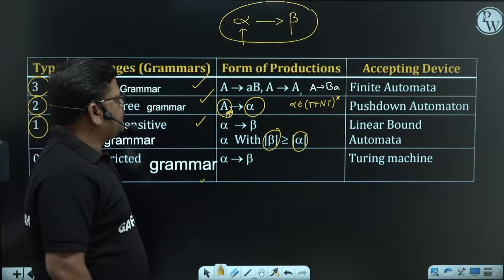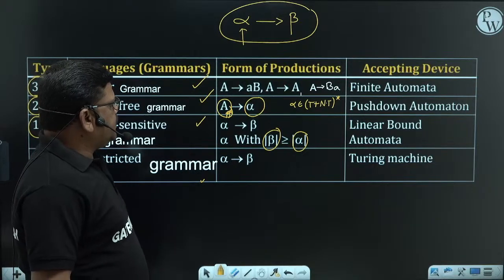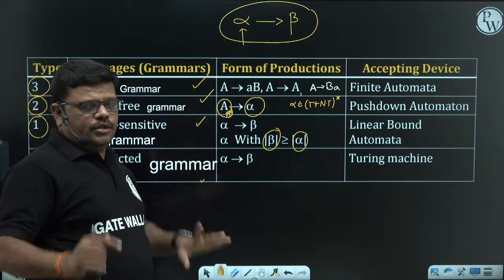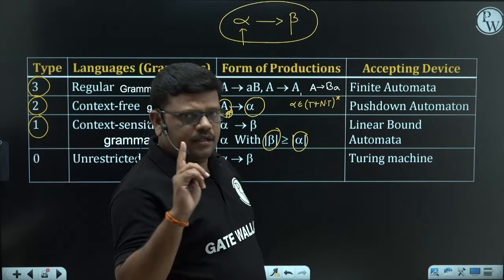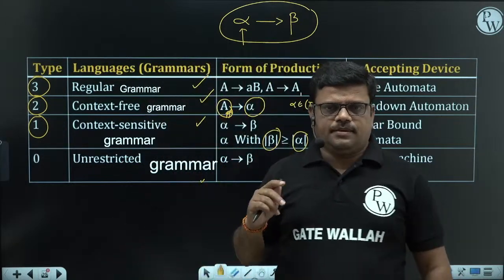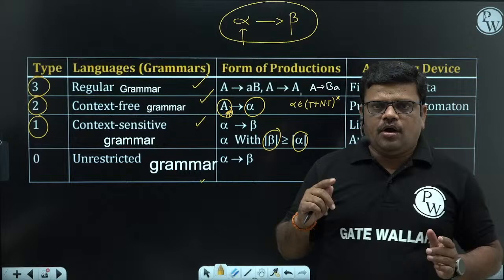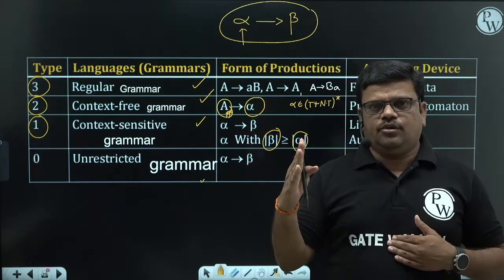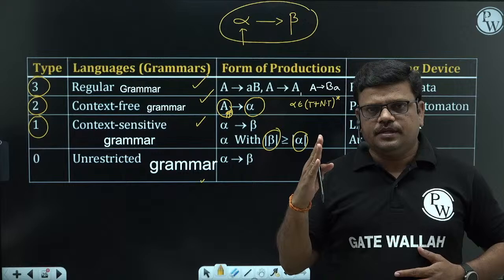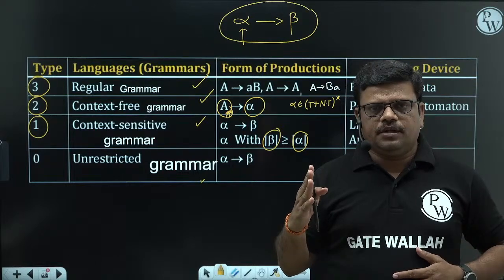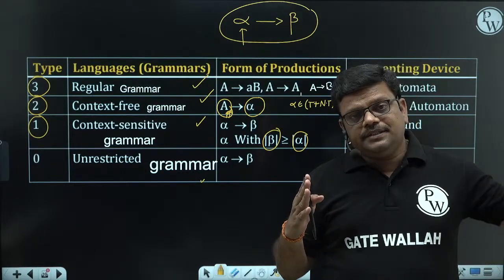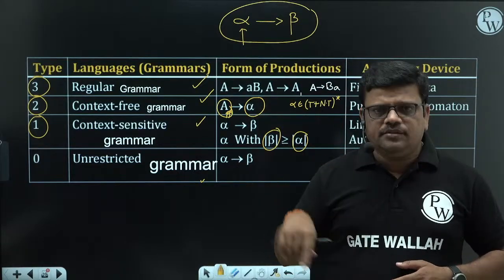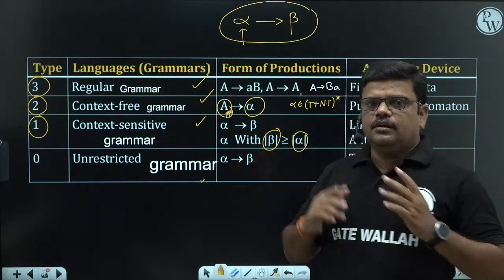Regular grammar. What is the regular grammar here? Regular grammar also has one common rule between type 3 grammar and type 2 grammar. That is, in context free grammars and regular grammars, the left hand side has only one non-terminal. Right hand side, anything is context free. If you make a restriction on the right hand side also, that comes under regular grammar.